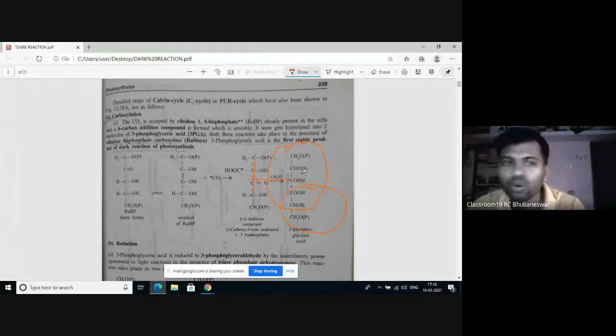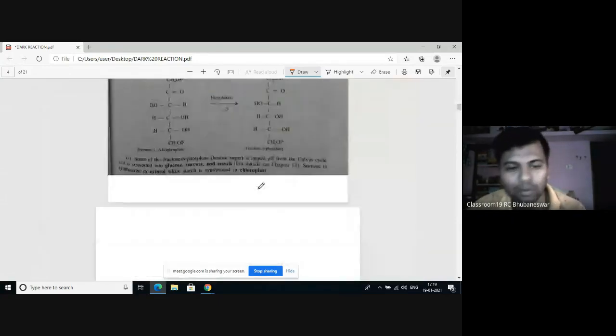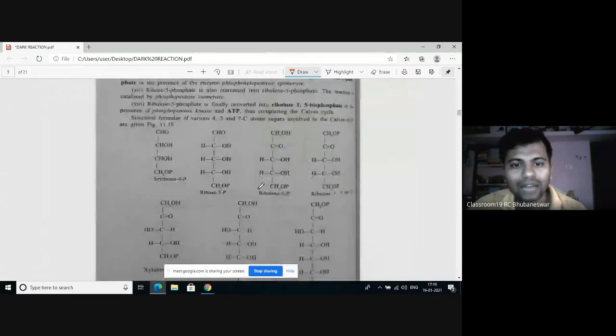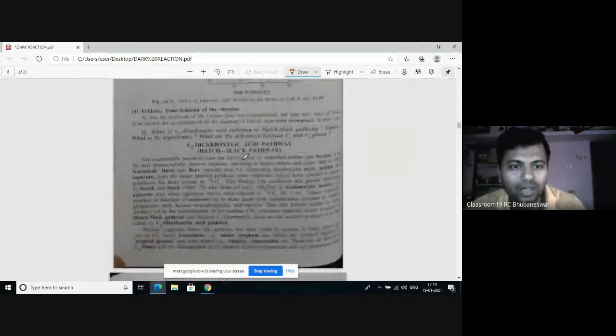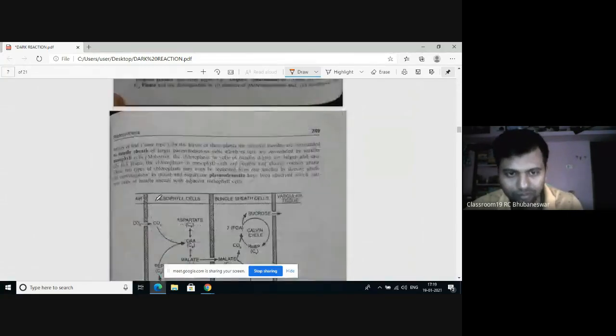So the Calvin cycle is otherwise known as what? C3 cycle. Okay, and for a long time it was believed that the C3 cycle is the only pathway, but later we have discovered the C4 cycle or C4 pathway of carbon dioxide fixation. The C4 pathway was discovered by Kortschak, Hart, Burr, and then by Hatch and Slack.